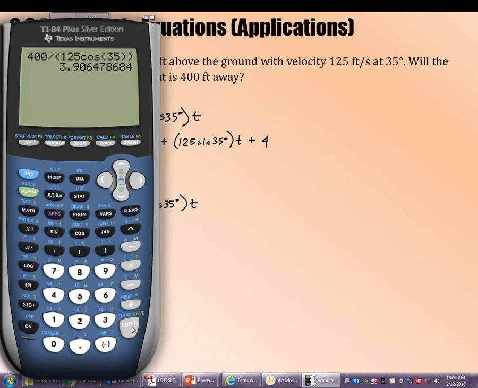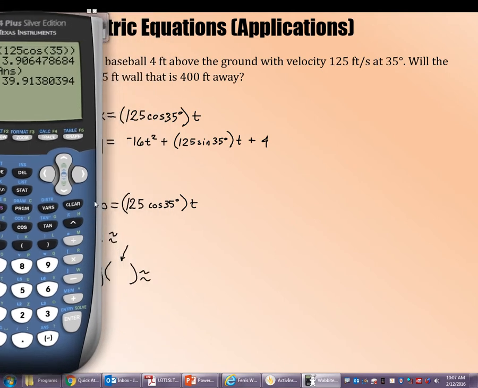Here's another calculator skill I think you'll like. If you go to vars, y-vars, parametric, y1 of t, of second answer. There we go. We get 39.9. Did you get that? So that's nice, maybe nicer than having to type it all in. If you already typed it in once, maybe you don't have to type it in again. So 3.9 and 39.9.